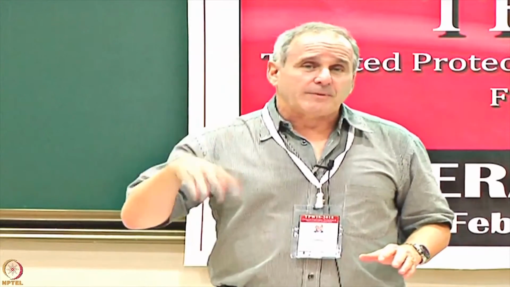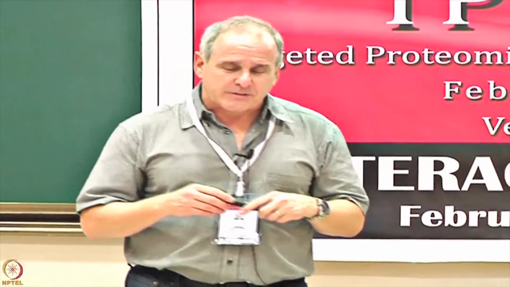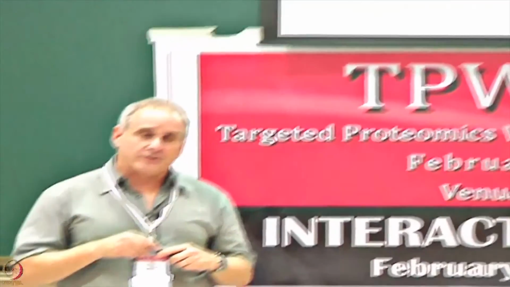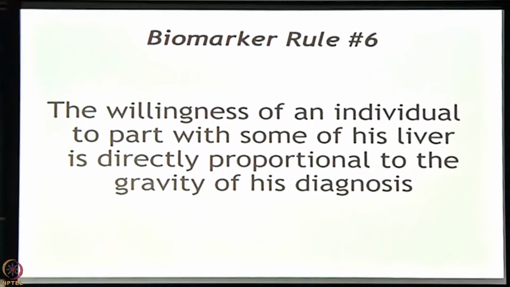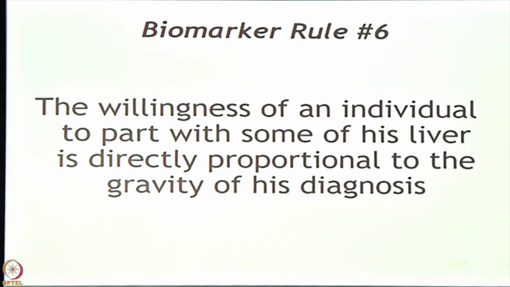You need to know if it changes in body states, if that molecule goes up and down after a meal, if it goes up and down with the sleep cycle. Again, that's something that you have to consider. And then, of course, if you're measuring samples from a tumor, you need to look at where you're taking your biopsy from. So rule number 6 is the willingness of an individual to part with some of his liver is directly proportional to the gravity of his diagnosis. People do not give up parts of themselves easily. They only do so when they're really sick.